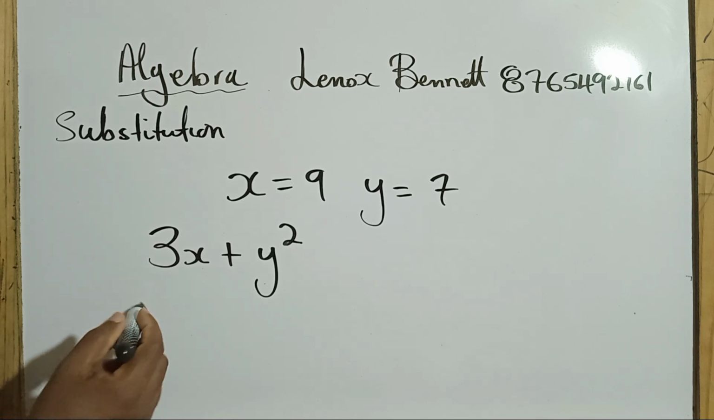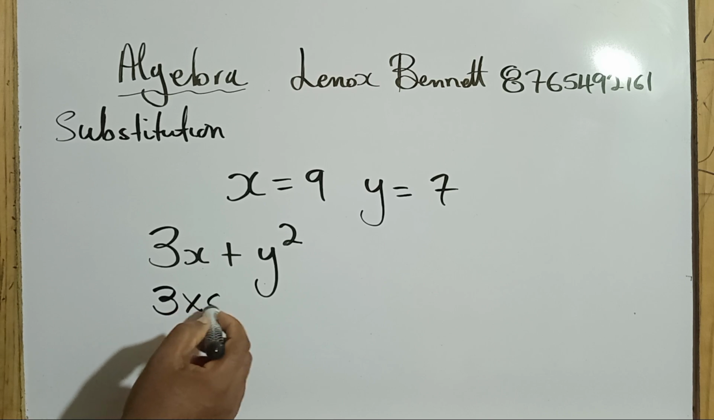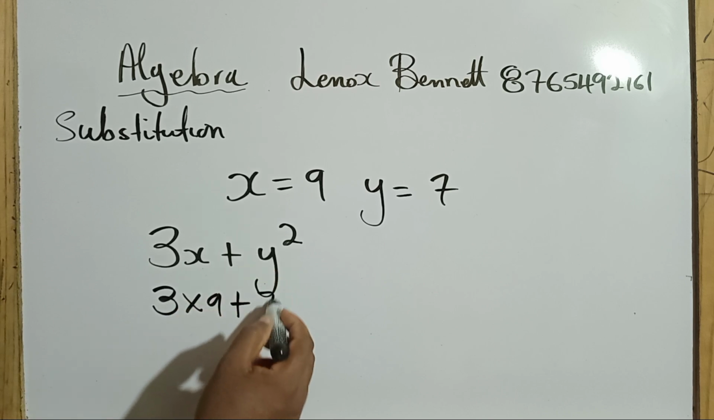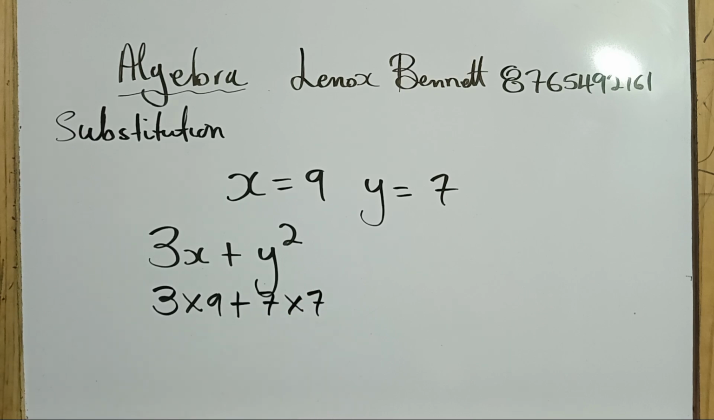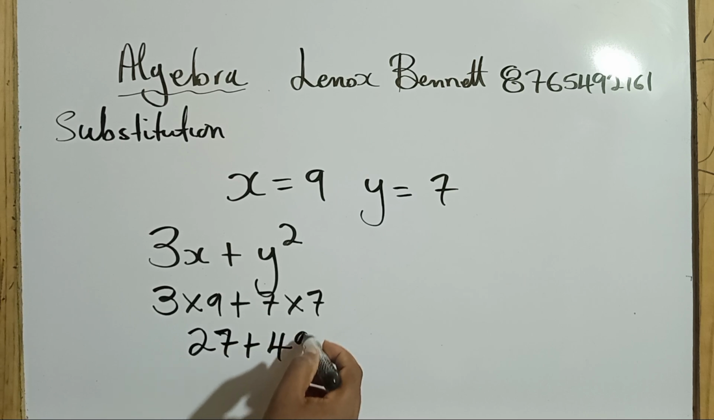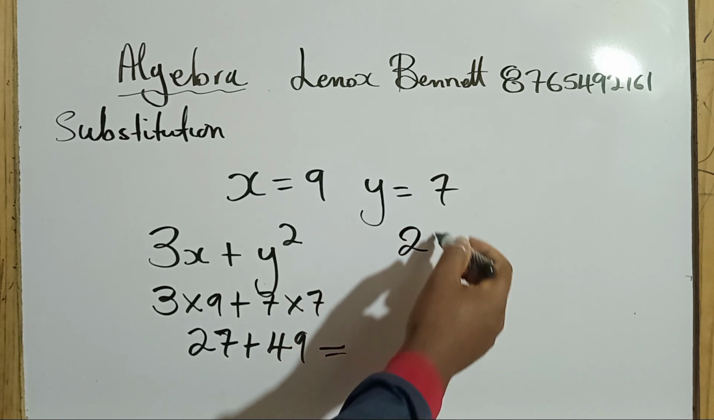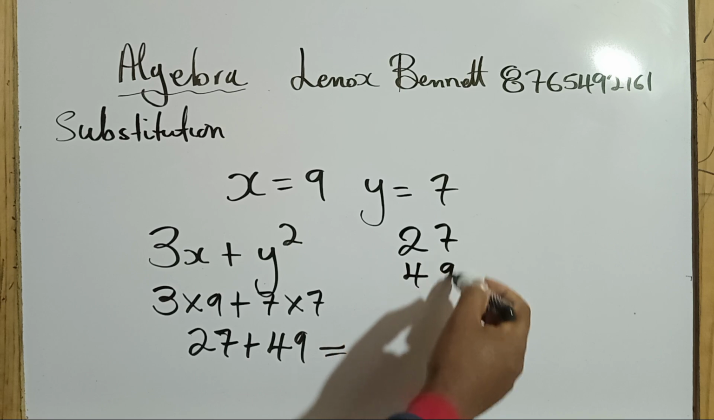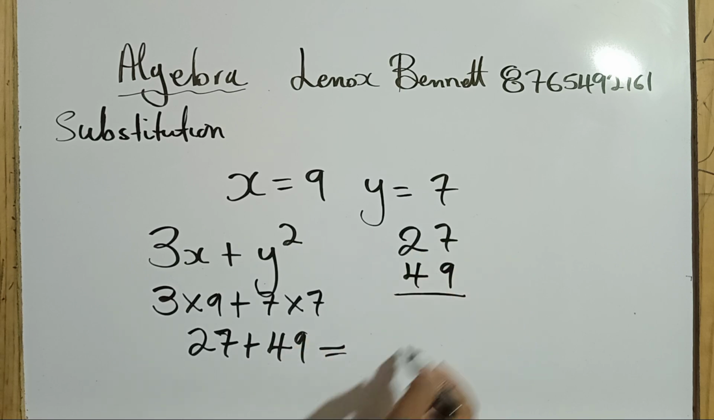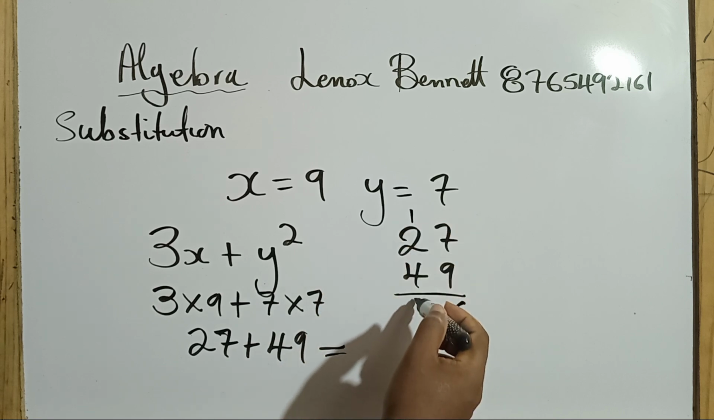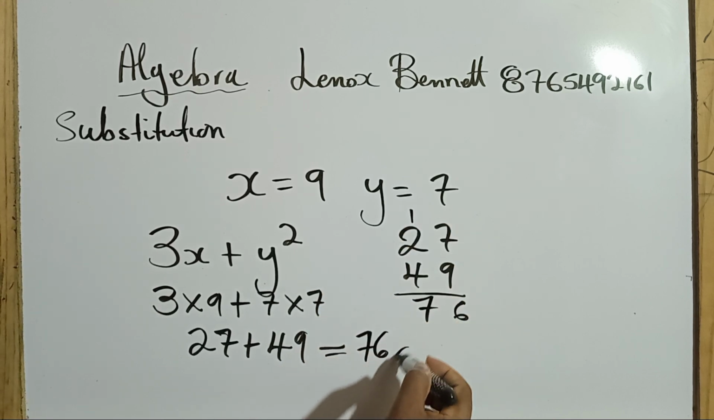So we have 3x, which means 3 multiplied by 9. 7 squared means 7 multiplied by itself. Remember we talked about that? When a number is squared, it means a number multiplied by itself. Now 3 times 9 is 27, and 7 times 7 is 49. So we can add to give our total. You can set it up like this, guys. There's nothing wrong with that. Alright? 9 and 7, that's 16. So 6 carry 1. And then, of course, 76. So our final answer would be 76.